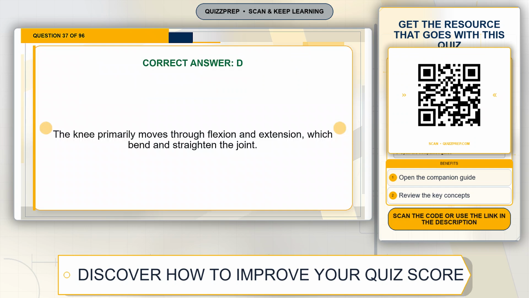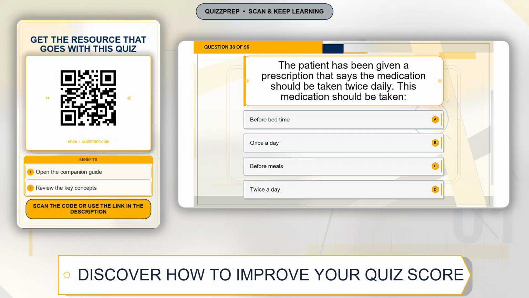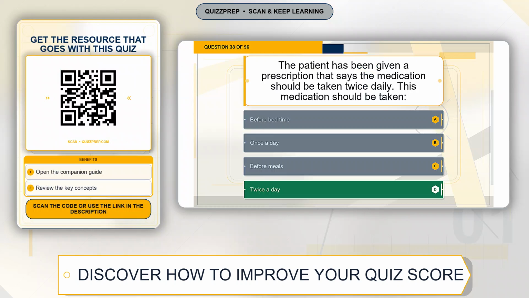Explanation. The knee primarily moves through flexion and extension, which bend and straighten the joint. Question 38. The patient has been given a prescription that says the medication should be taken twice daily. This medication should be taken. Option A, before bedtime. Option B, once a day. Option C, before meals. Option D, twice a day. The correct answer is option D, twice a day.